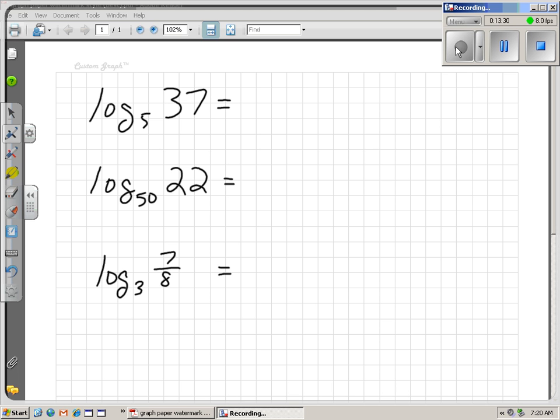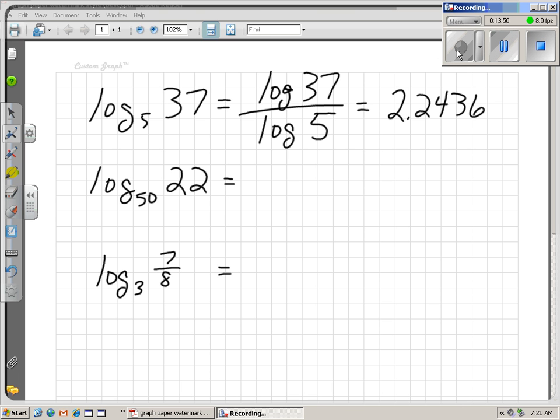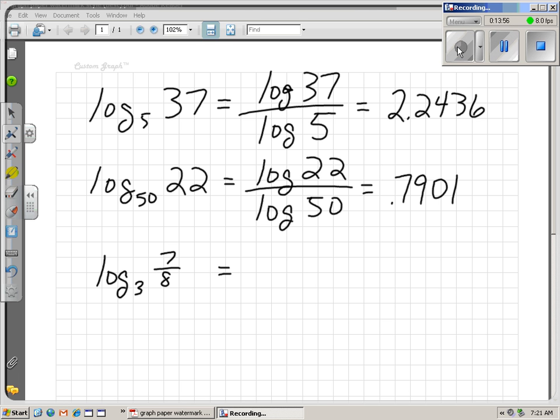So remember, it's just the log of the big number over the log of the little number, the base. Uh-oh, I wrote that wrong. I wrote the base as a base. It's regular size now. So log base 10 of 37 over log base 10 of 5, which we punch in our calculator, and get 2.2436. You guys try the next one. I got 0.7901.